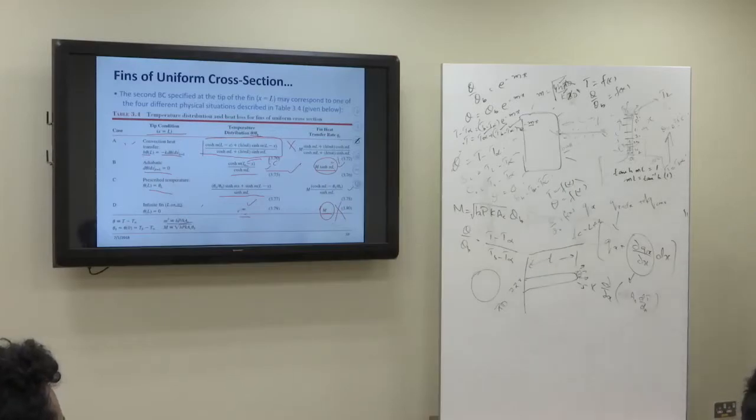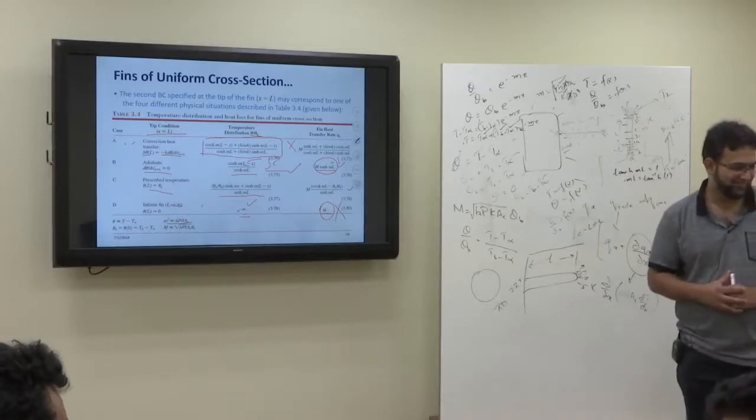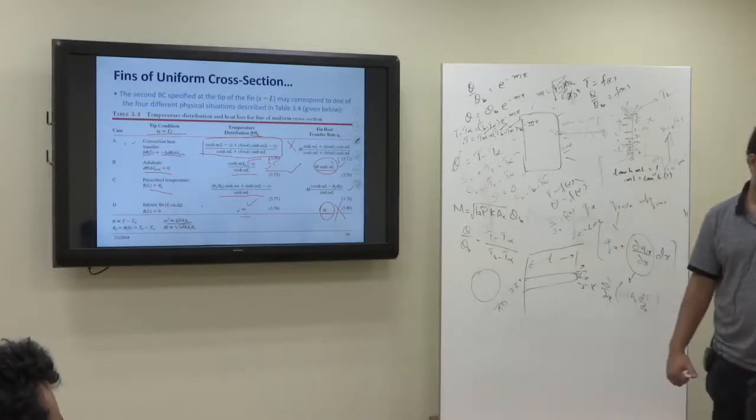Can you make tan hyperbolic inverse? Why? Show me the calculator.